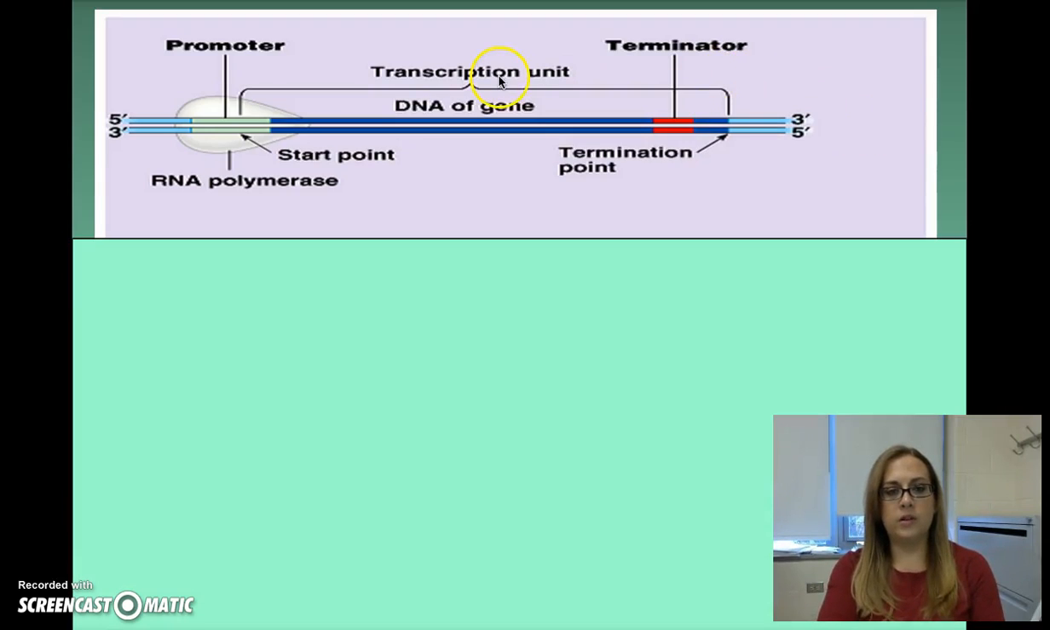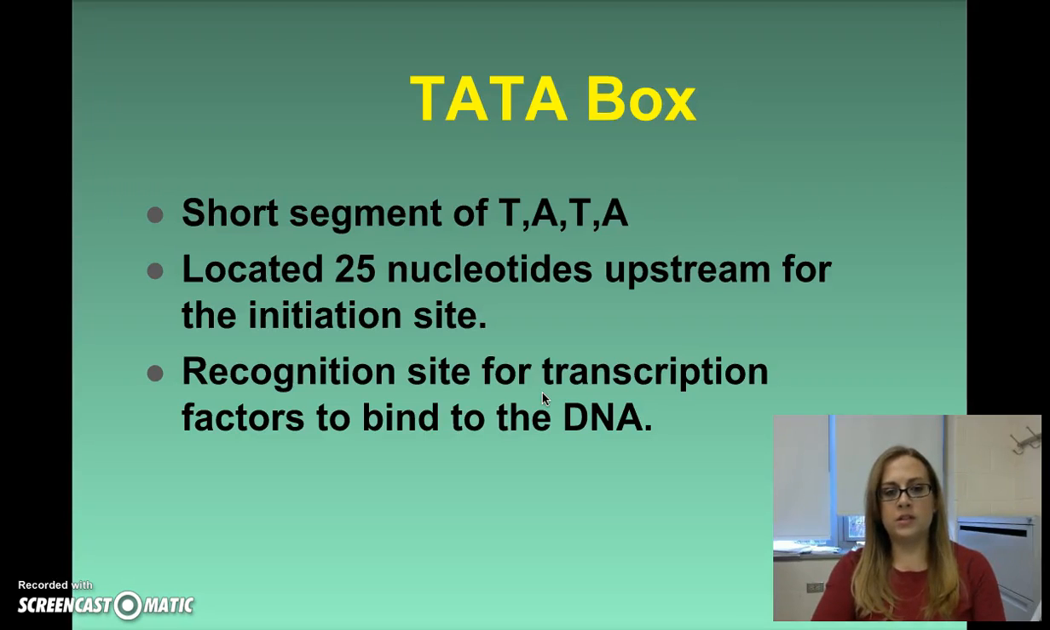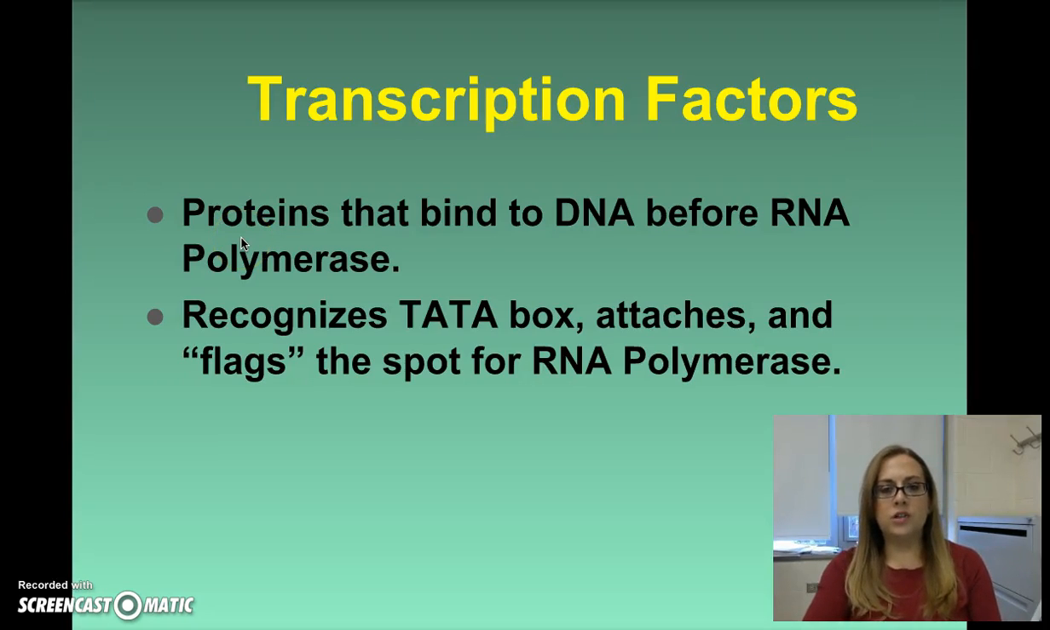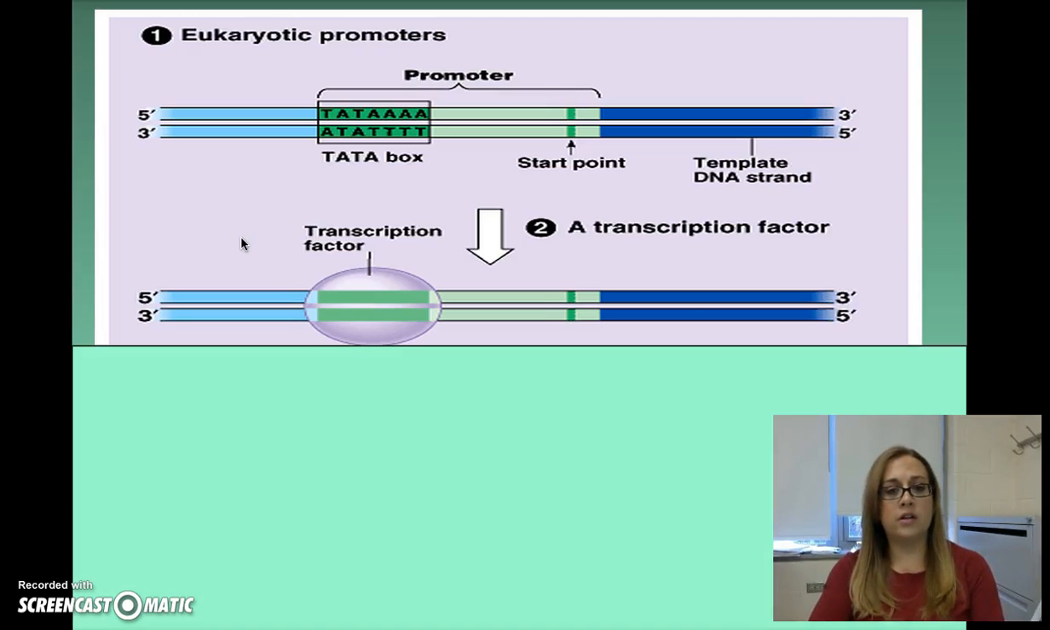So if we go back really quickly, we've got our promoter. We've got what we want copied, the actual DNA of the gene. We need a way to sort of flag that for RNA polymerase and say, hey, this is the DNA you need to copy to get the RNA. And so that happens with the TATA box. And so here you can see we kind of zoomed in a little bit on the promoter. And so the TATA box is at the beginning of the promoter. So transcription factors are proteins that bind to DNA before RNA polymerase. They recognize the TATA box, they attach, and then they flag the spot for the RNA polymerase to get started.